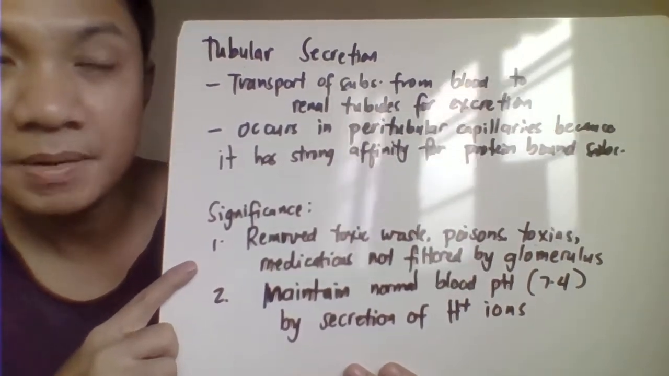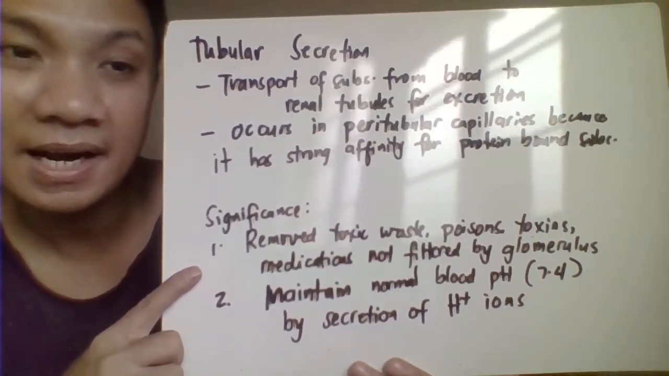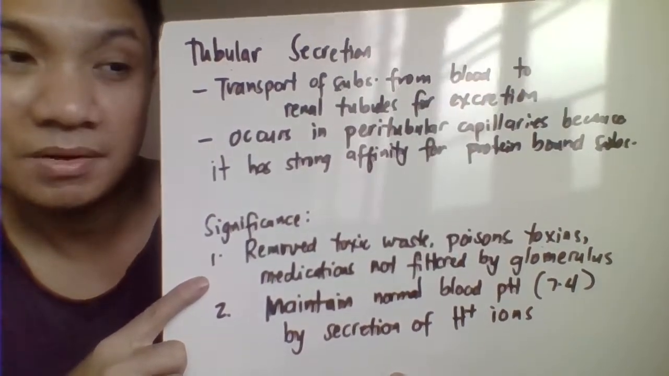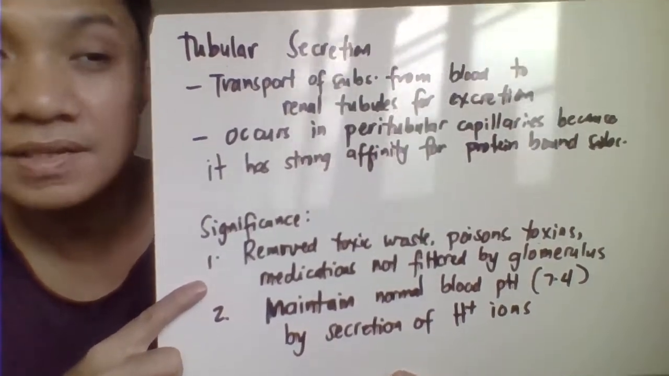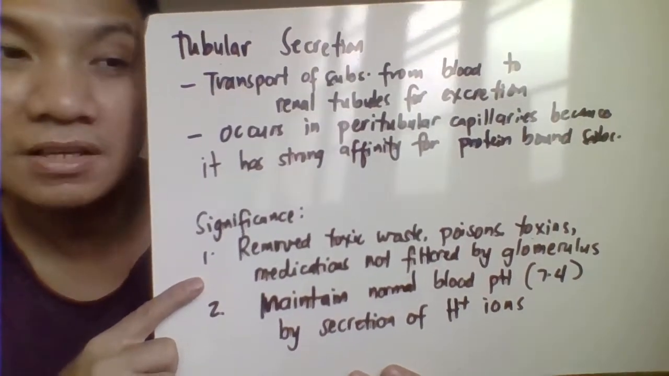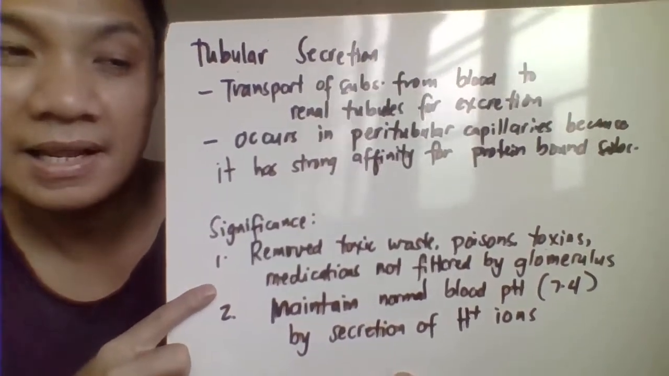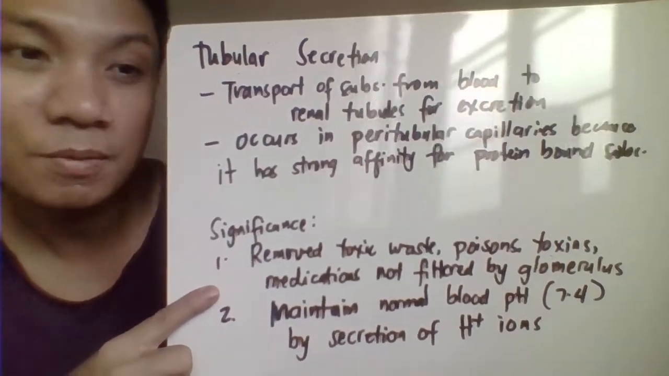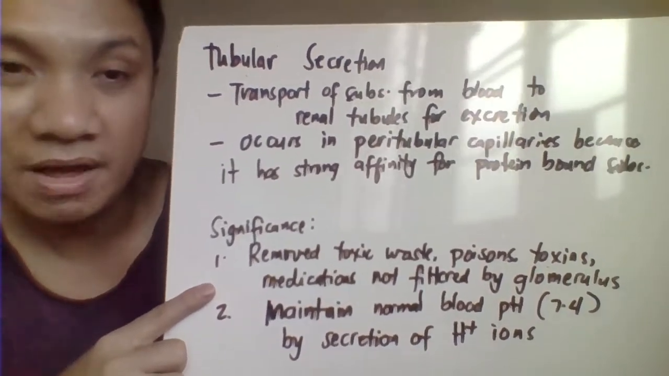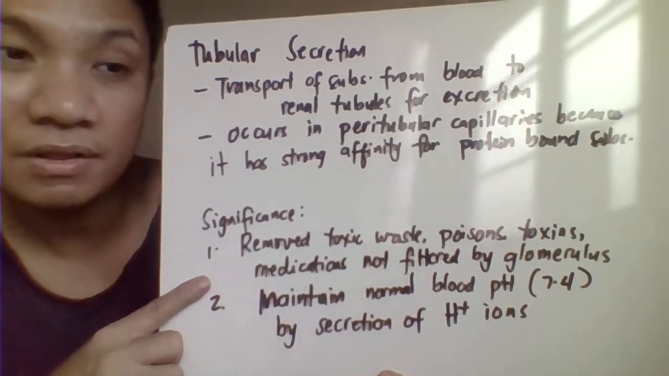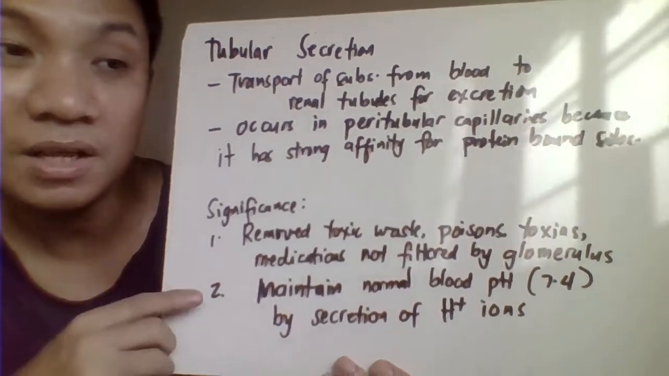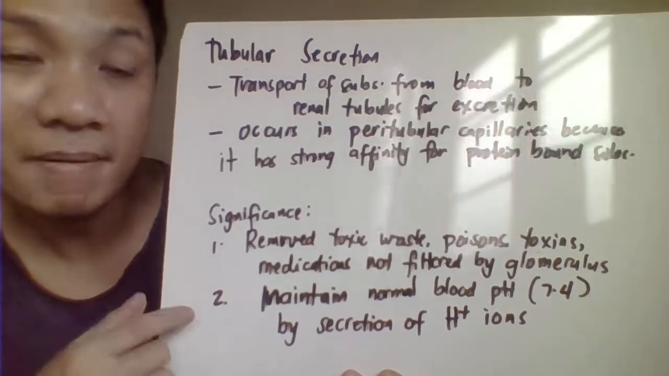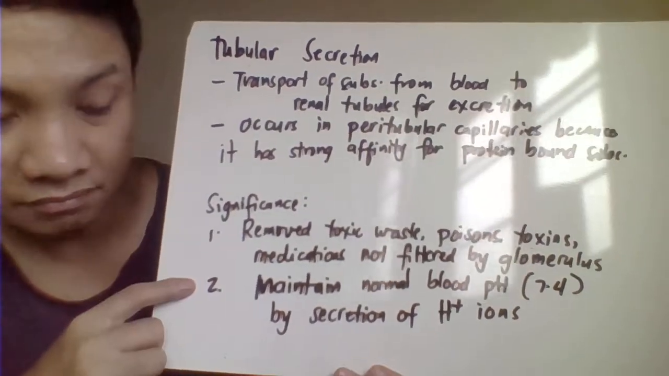Again, they are being secreted only here because they are not filtered by the glomerulus. Okay? Because they are protein-bound substances. Pero, hindi sila na-filter ng glomerulus, akala nila makakalusot na sila. But then again, you still have your peritubular capillaries which have a strong affinity for them, in order for them to be removed back to the renal tubules so they can be excreted out of the body as part of your urine.